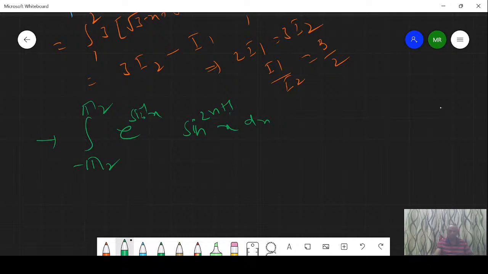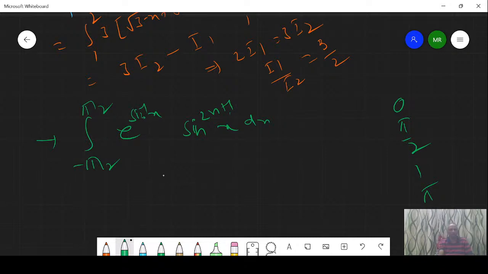The options given are 0, pi by 2, 1, and pi. Which option is right? Minus e power sin inverse x sin of 2n plus 1 x dx. Check this function. Whenever the limits are minus a to a, verify whether the function is even or odd. That's all, even or odd.